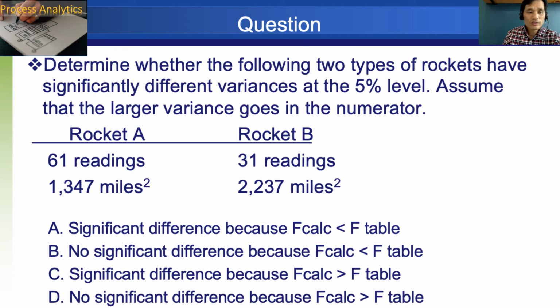Here's another question. Determine whether the following two types of rockets have significantly different variances at the 5% level. Assume that the larger variance goes in the numerator. So rocket A, rocket B. So this is an F test actually. So it's more challenging that I did not cover this one.